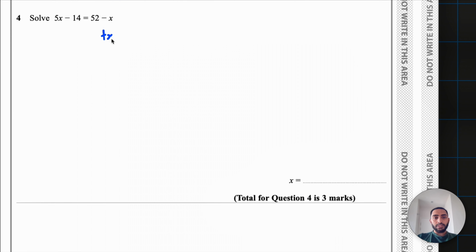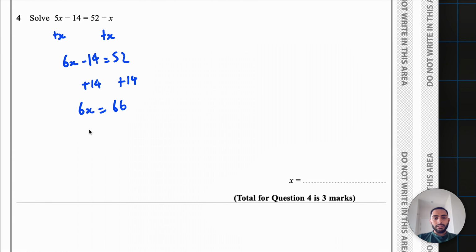So I'm going to add x to both sides. 5x add x gives me 6x. That minus 14 is equal to 52. So x is being multiplied by 6, then we're taking away 14 to give us 52. So we need to add 14 first to both sides. 6x is equal to 52 add 14 is 66.